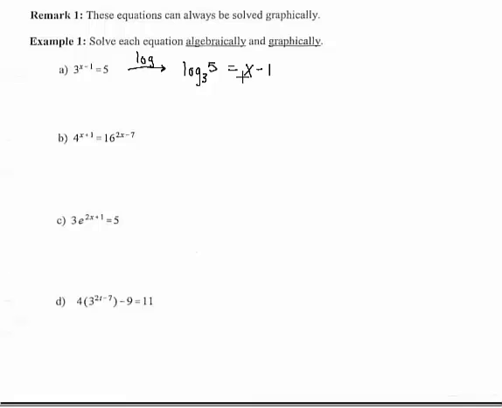At this point, the variable is only in one place. It's on the right hand side. We can isolate it by moving the 1 to the left side, adding 1 to both sides. On the right, the 1's would cancel, and we would get for x, log base 3 of 5 plus 1. We now have x equal to some number. This is our exact solution, because log base 3 of 5 is going to be an irrational number that we're going to have to estimate if we want to write out a decimal answer.